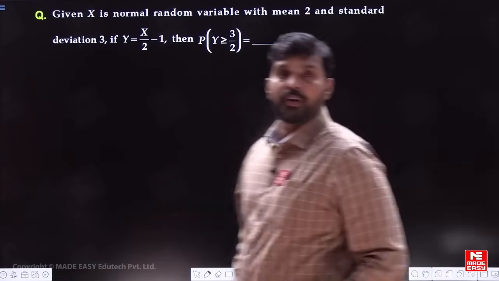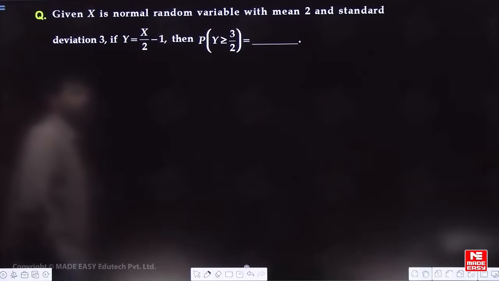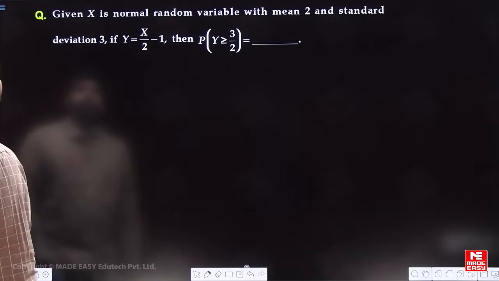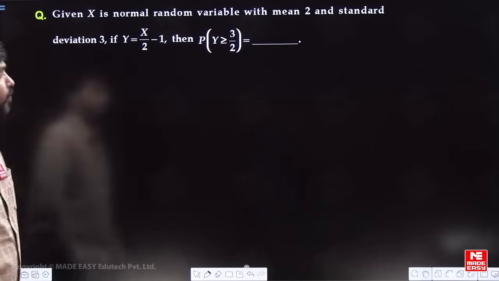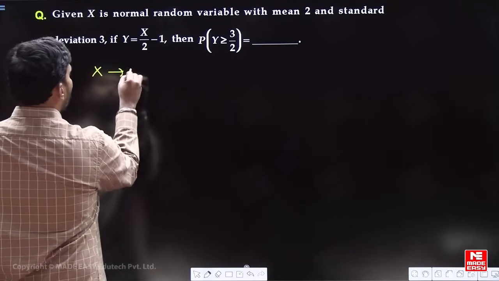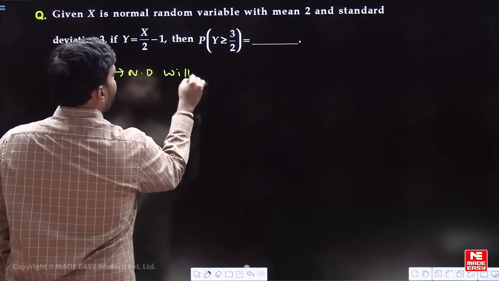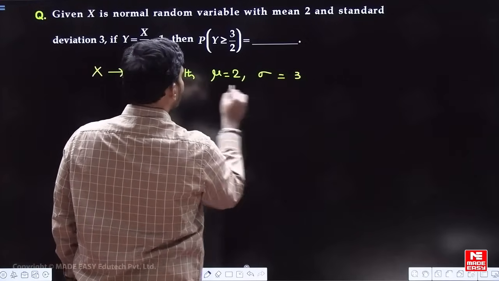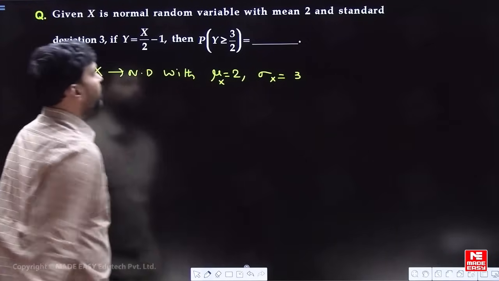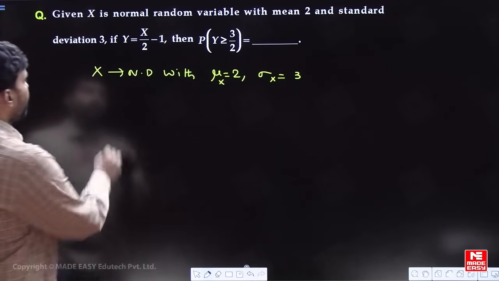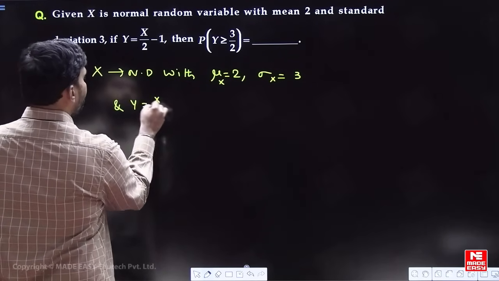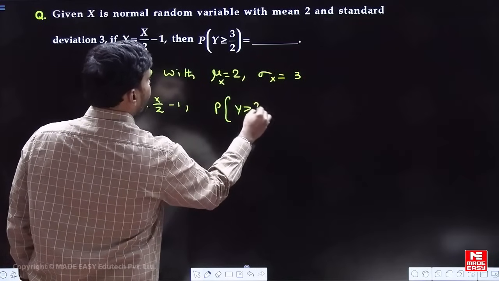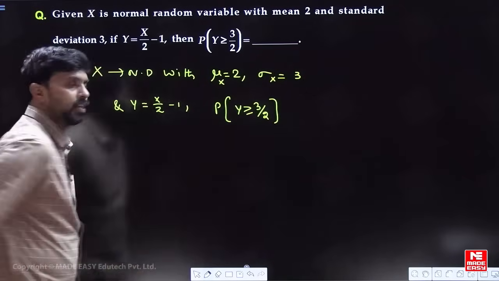Now we'll do the last question of this probability statistics. Let us see one important and good question. Given x is a normal random variable, that means x follows normal distribution with mean 2 and standard deviation 3. So mu x is 2, sigma x is 3. And y is given as x by 2 minus 1. Then he is asking the probability for y greater than or equal to 3 by 2.